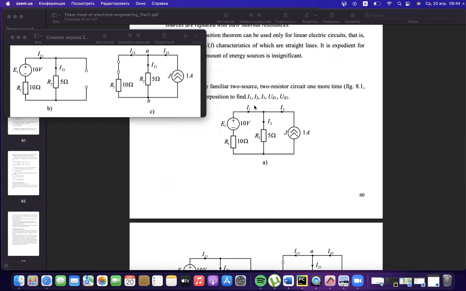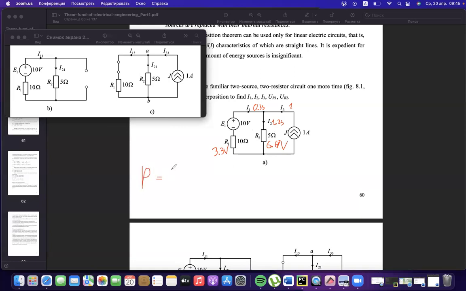And we could check power balance. We see that current equals 0.33, 1 amperes, then 1.33, 3.3 volts on the first resistor, and 6.67 volts on the second resistor.